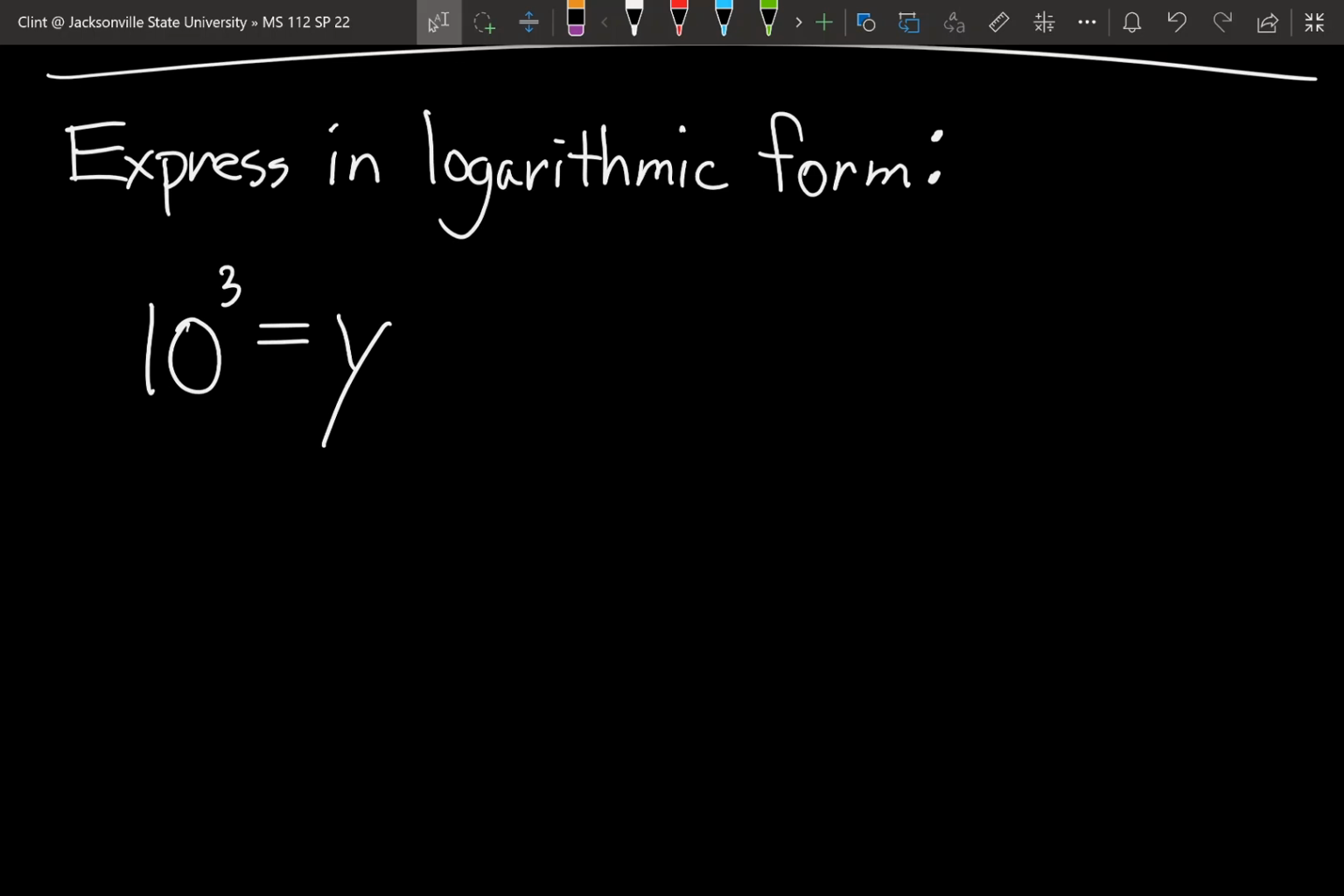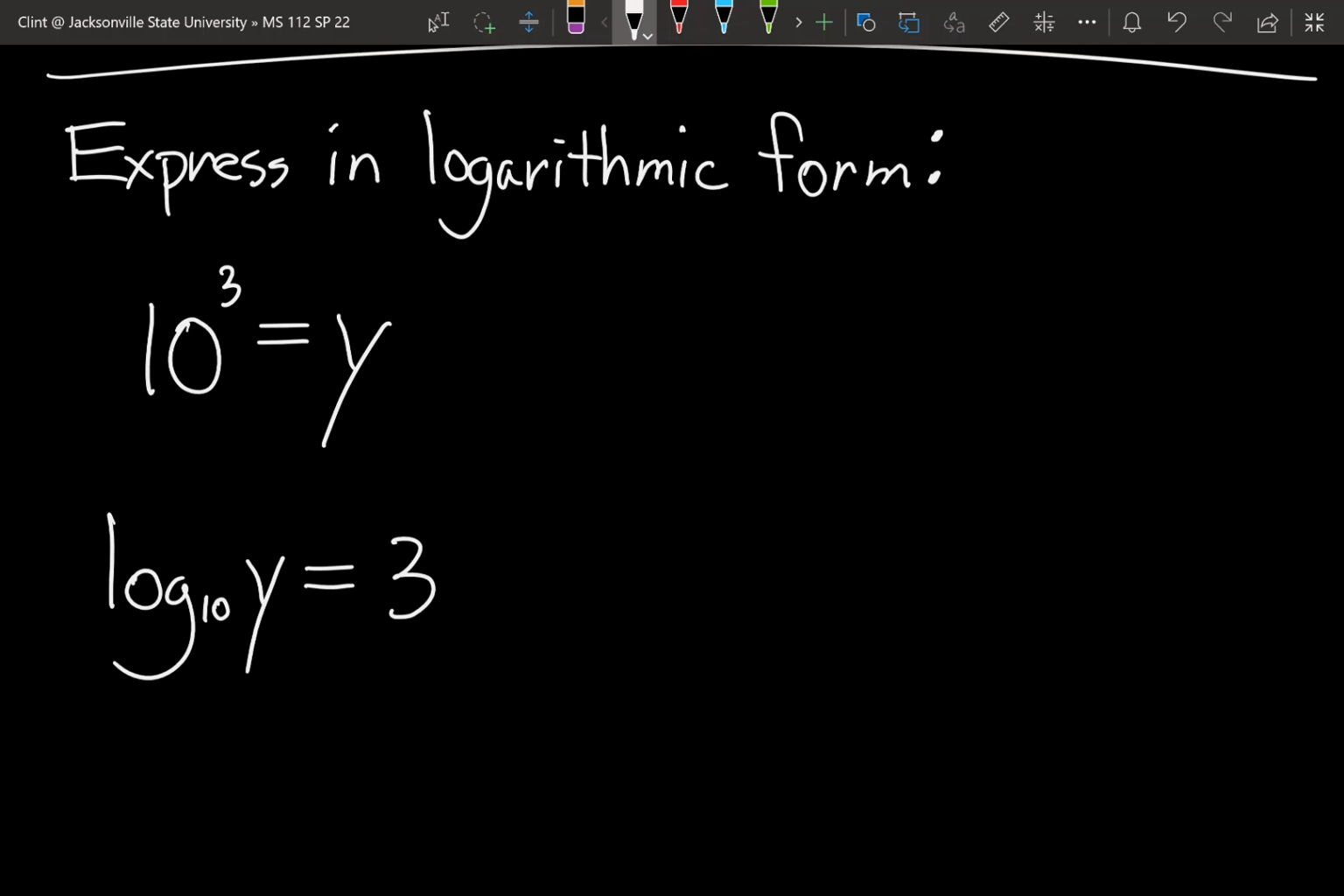10 to the third power equals y. So if we're trying to put this in logarithm form, we're going to have log. And then whatever our big number is, that's going to be our base. So this one's going to be base 10. And then what goes in as the argument inside the log is y, and then that's going to equal the 3.